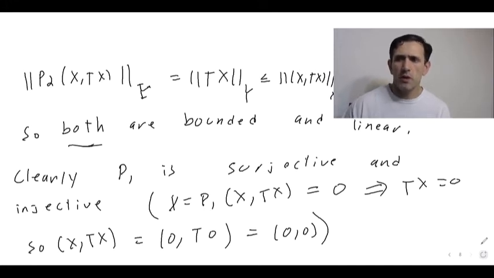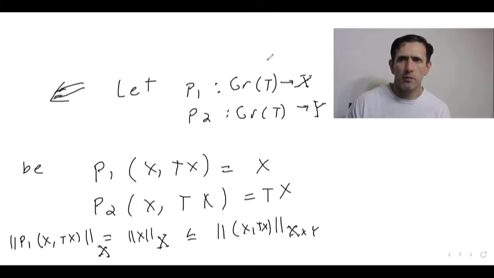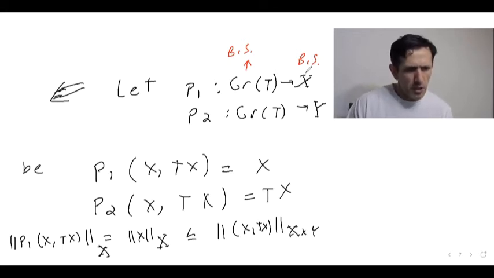Okay, so here's the key, and here's the depth of this proof. We're assuming the graph is closed. So the graph is a Banach space. So is this. This is a Banach space too. So I can use the inverse mapping theorem.